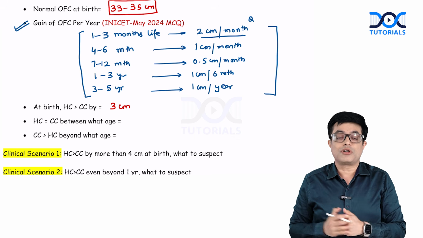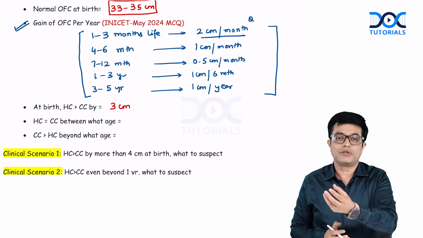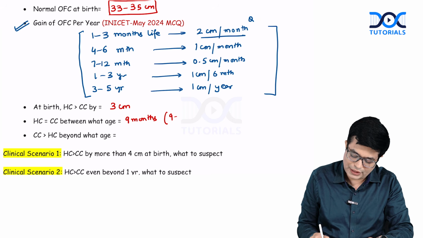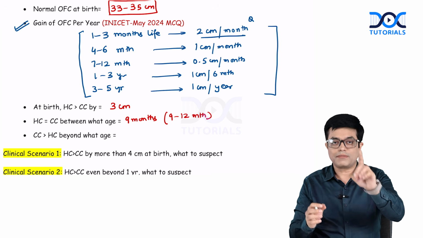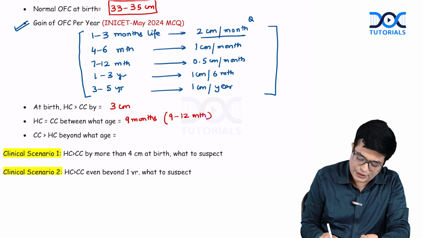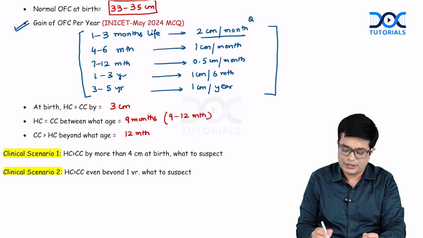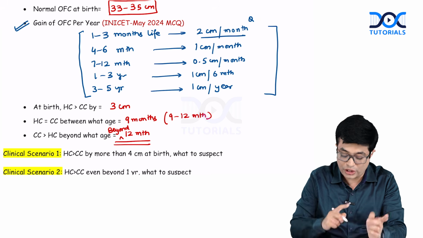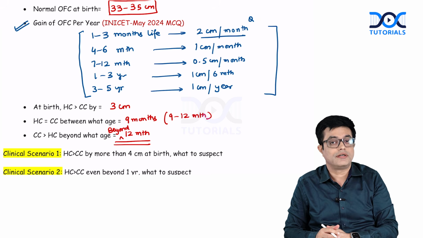They become equal at what age? Head circumference becomes equal to chest circumference at around 9 months of age. If they ask you a range, it is between 9 to 12 months. And beyond what age does the normal child's chest circumference become greater than head circumference? It will be beyond 12 months, that is beyond 1 year of age. So beyond 12 months, the head circumference will now be shorter compared to chest circumference, right?